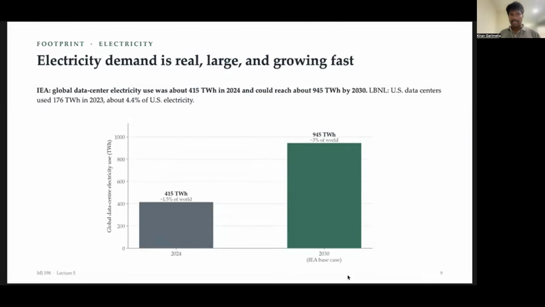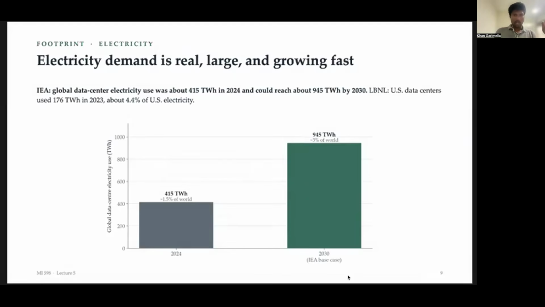Okay, so in terms of electricity demand, this is going to be a huge burden on our electricity grid, right? This is from the International Energy Agency (IEA), which says that the global data center electricity use was 415 terawatt hours in 2024, but it could be more than double by 2030, right? So it's massive, double. I mean, these things usually grow slowly by maybe 5-10% a year, but doubling in 5 years is a really huge jump in terms of the amount of usage.